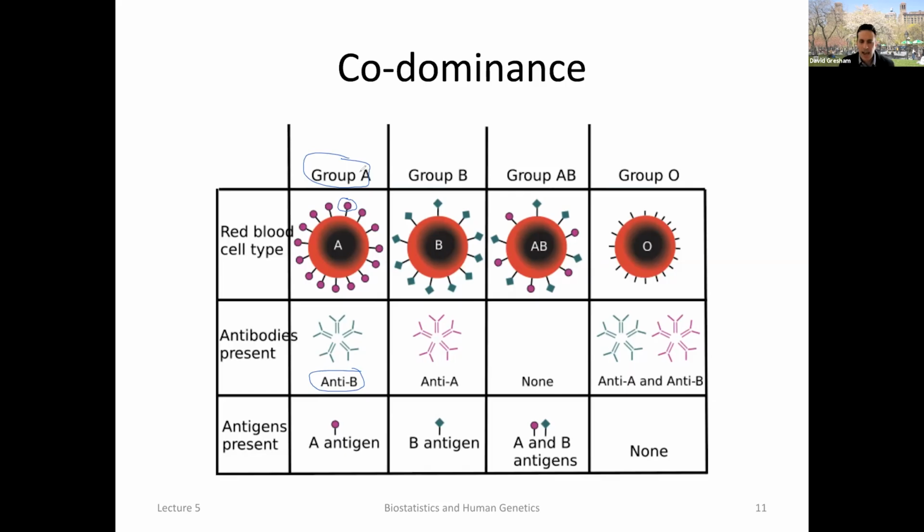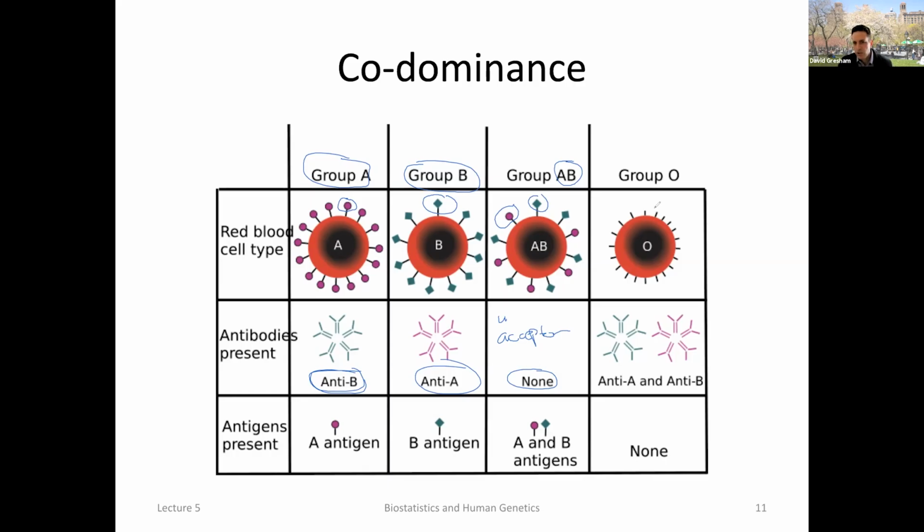So if you are group A, then you make anti-B. If you are BB, so you have 2 copies of the B allele, you have the B antigen and you make anti-A. But if you make both the B and the A, because you are an AB blood group, then you do not make any antibodies and you are a universal acceptor, okay? You can take anybody's blood because you're not going to mount an immune response to somebody else's. If you get group A blood, you don't have the antibody to it, okay?